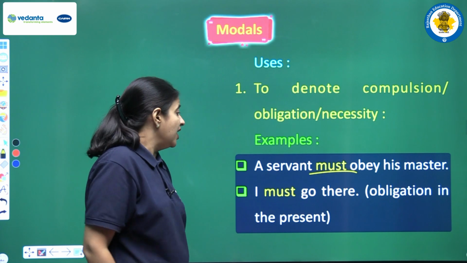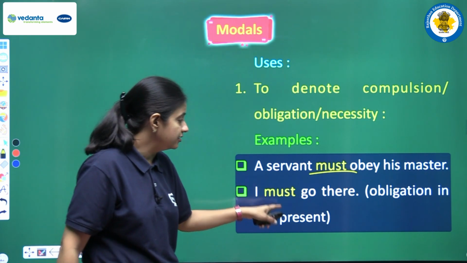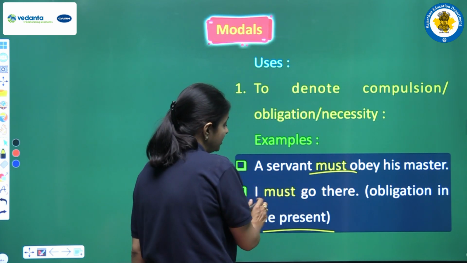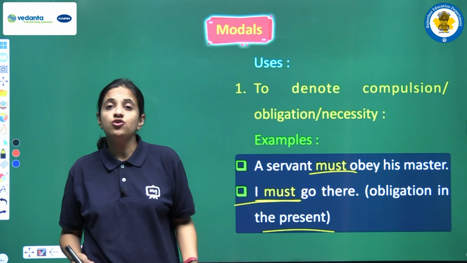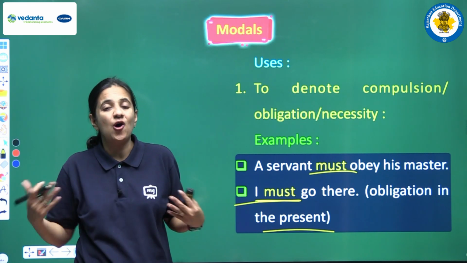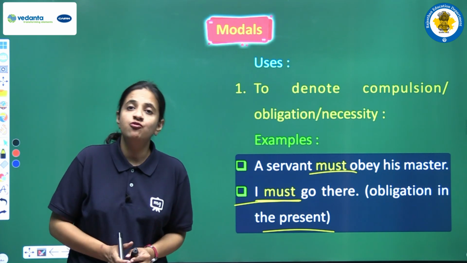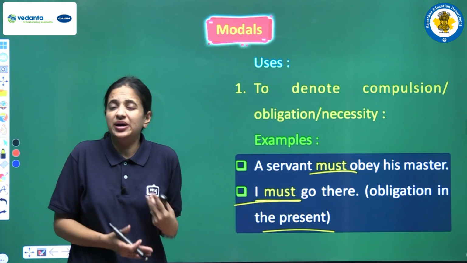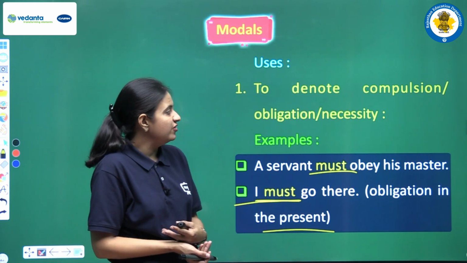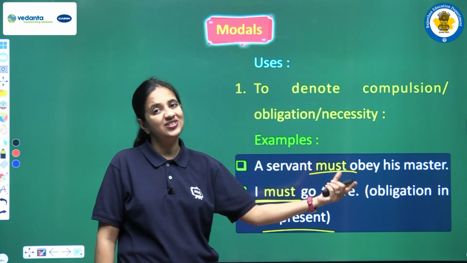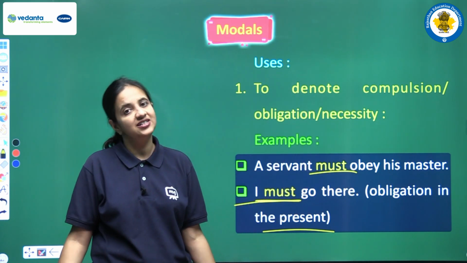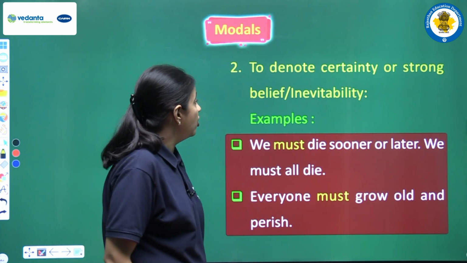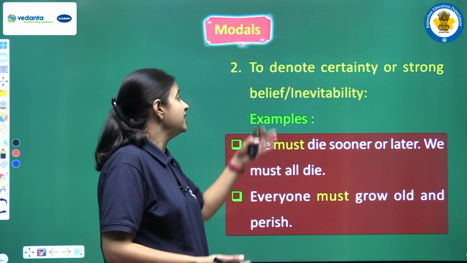Next we are having "I must go there", and this is a sentence that shows obligation in the present. If we are writing that I must go there, it means I have to go there. There is no other option that I am having, no matter what, but I have to go there. So with the help of must, we show compulsion, obligation, or we can say necessity, right? So this is the very first use of must. Clear?